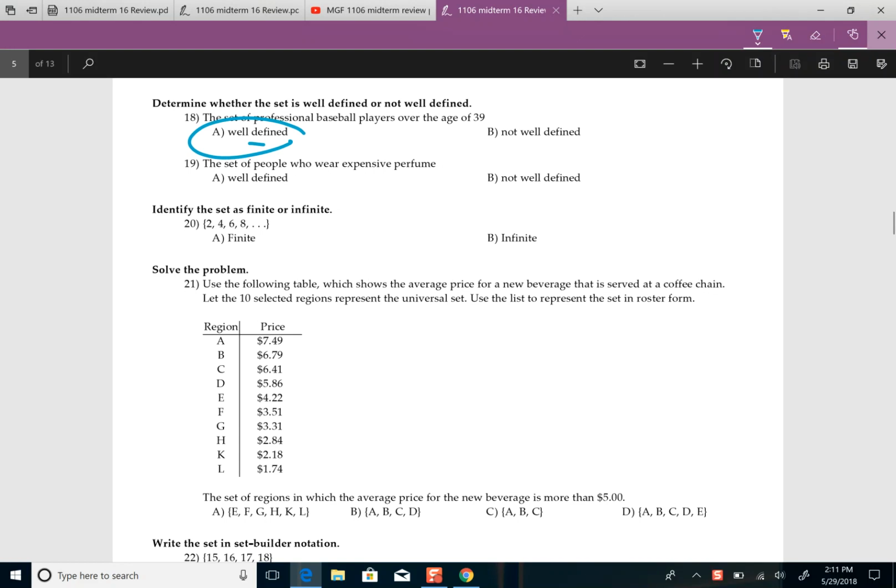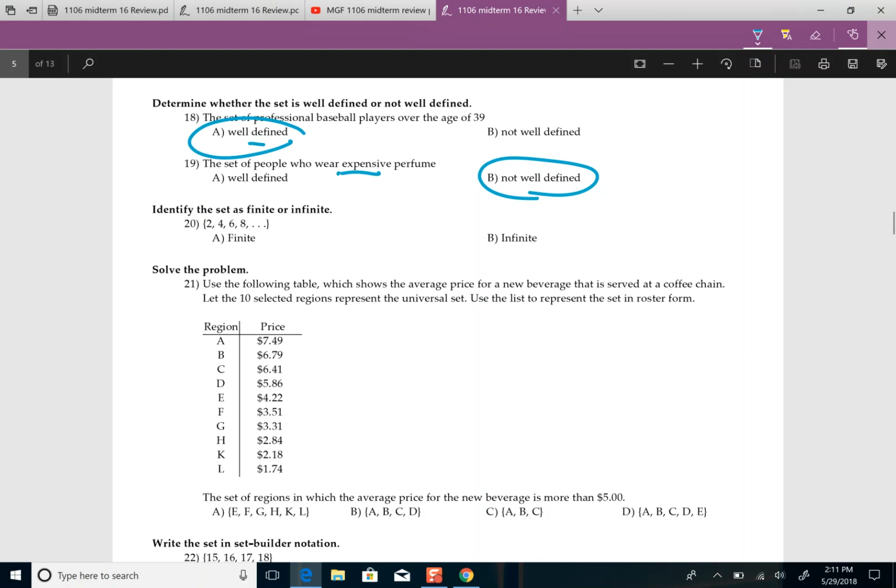The set of people who wear expensive perfume. All right, keyword here is expensive. That's an opinion. So that is not well-defined because everyone doesn't have the same opinion of what expensive is. So what I think is expensive may be completely different than what you think is expensive, so we couldn't say whether or not something's in that set.